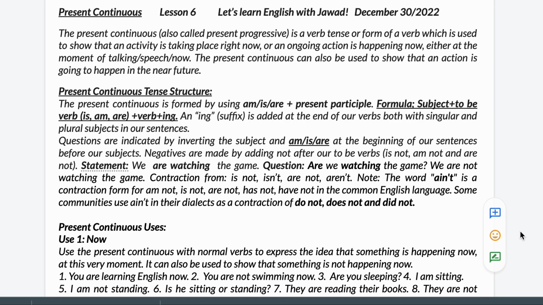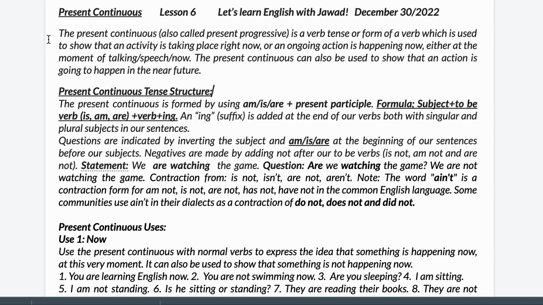Today's class, and today we're going to start a new tense, present continuous. In the past few days, we spoke about parts of speech, present tense or simple present. Today, we're going to talk about another tense, which is very common, and we use this a lot in our daily lives. So it's called present continuous.